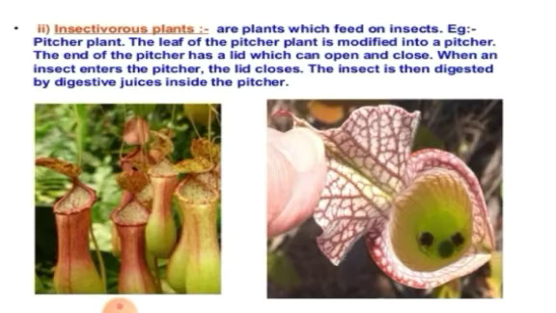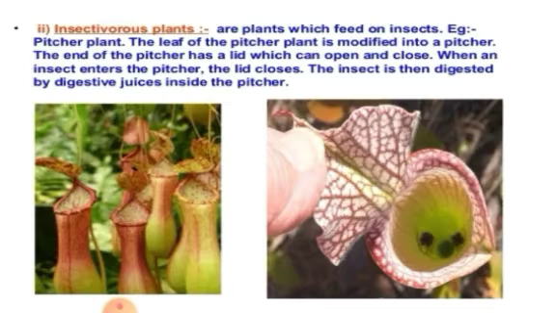So now, whenever the insect goes inside the pitcher, immediately the lid will be closed, and also the pitcher releases digestive juices. Once the insect falls in this pitcher, these digestive juices of the pitcher kill the insect and the nutrients of the insect are absorbed by the pitcher. In this way, the pitcher plant gets nutrients from the insects.